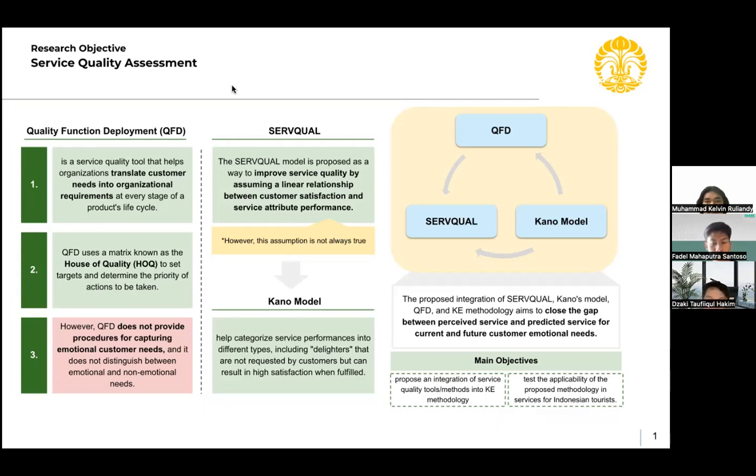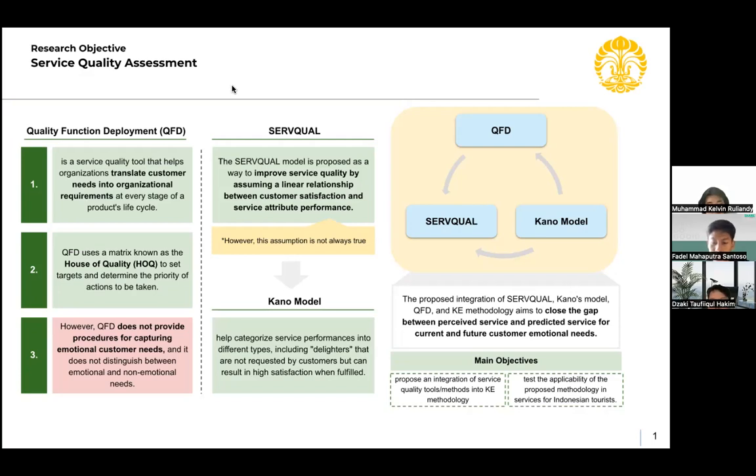The next one is ServQual. ServQual is a model proposed as a way to improve service quality by assuming a linear relationship between customer satisfaction and service attribute performance. But this assumption is not always true, and so it is supported by the Kano model, which helps categorize service performance into different types, including delighters that are not requested by customers but can result in high satisfaction when fulfilled.